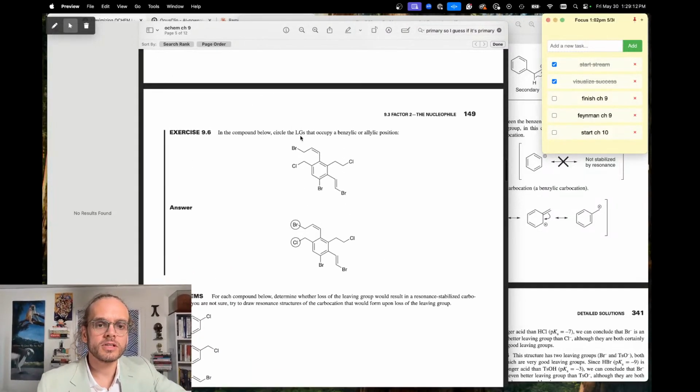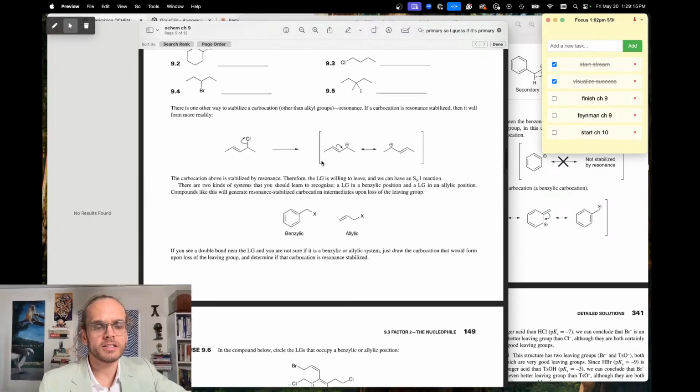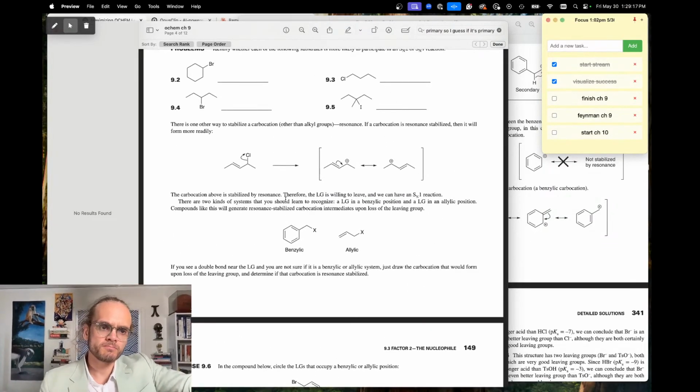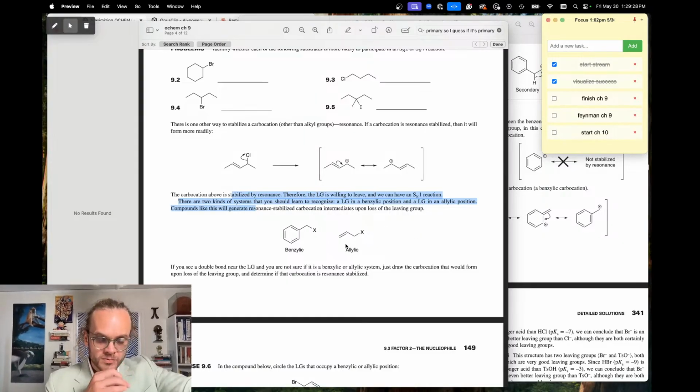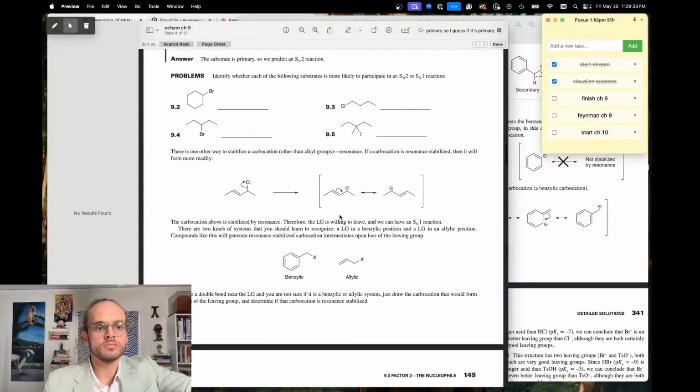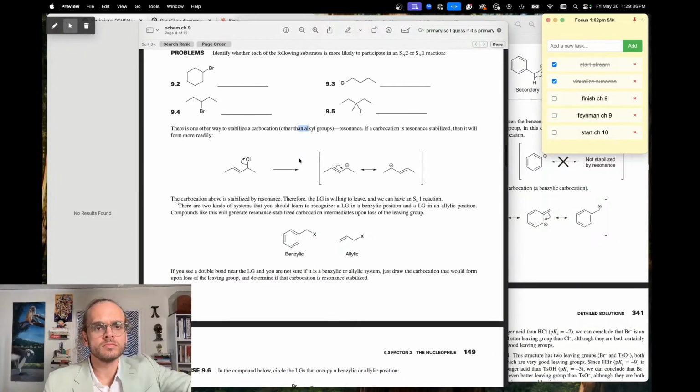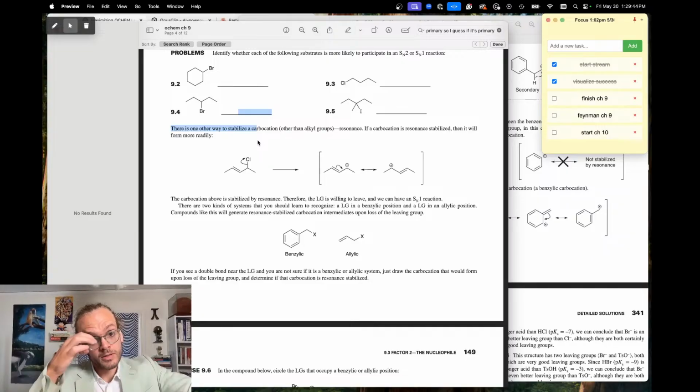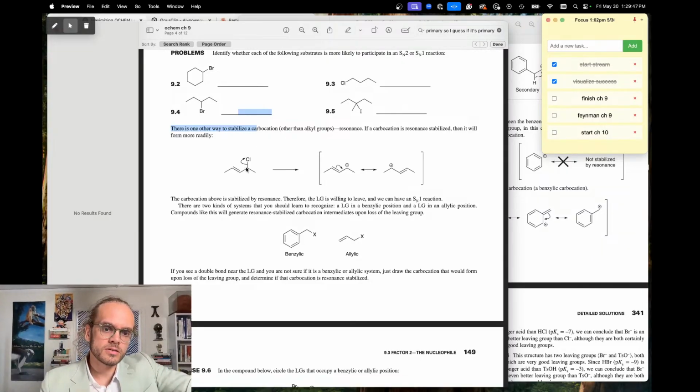Then in the compound below, circle the leaving groups that occupy a benzylic or allylic position. This I need to understand better. And I need to understand what benzylic means. This is a benzylic position, and this is an allylic position. Resonance. If a carbocation is resonance stabilized, then it will form more readily. So this carbon is stabilized by resonance, because this double bond can move here.